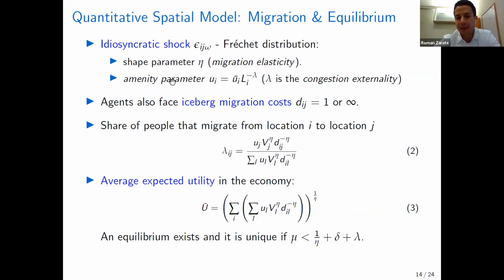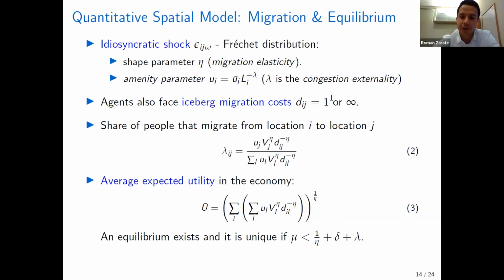Now, in terms of amenities, there is going to be some congestion externalities, which basically says that as the size of a location increases, there can be some traffic congestion, there can be more crime. So the amenities are going to decrease as the population of a location increases. Now, agents are also going to face iceberg migration costs across locations. And because we do not have migration flows, we cannot actually recover the actual migration cost. So we're going to play around with these variables.